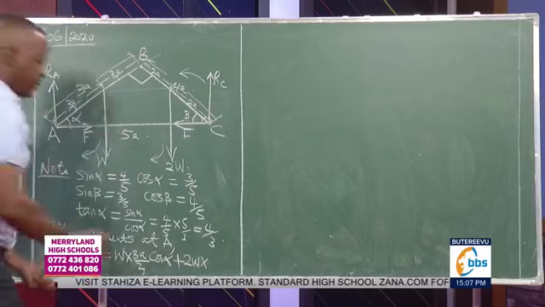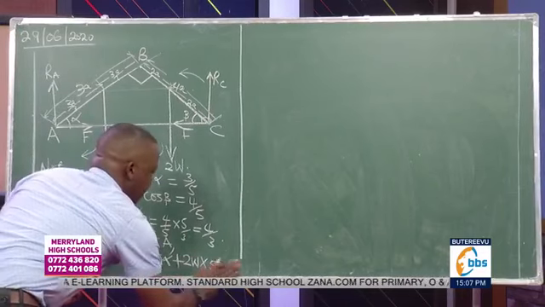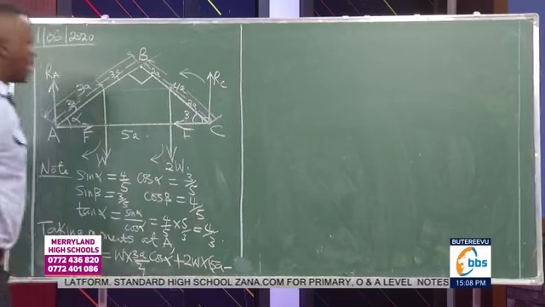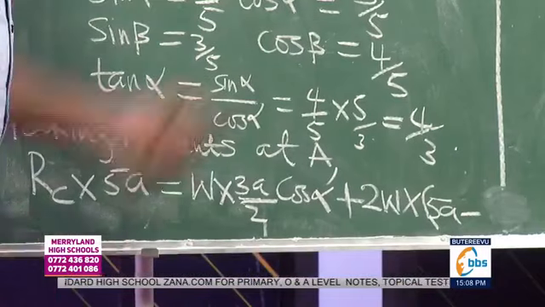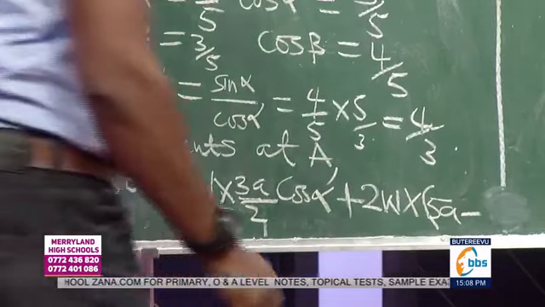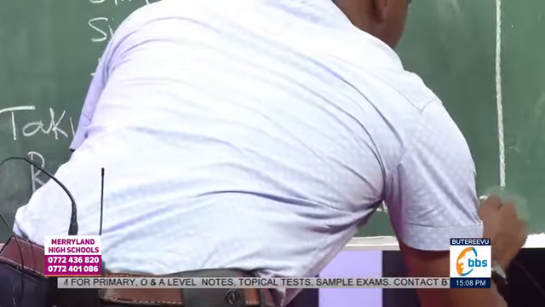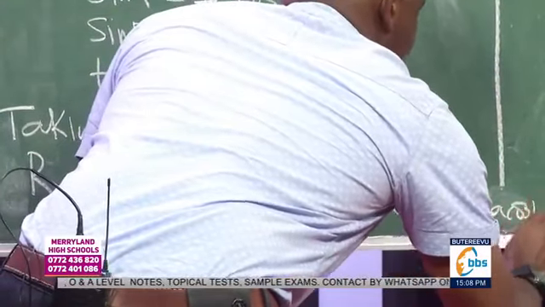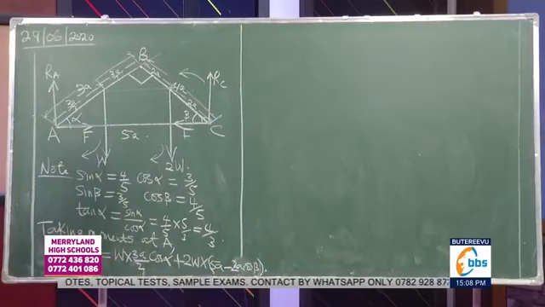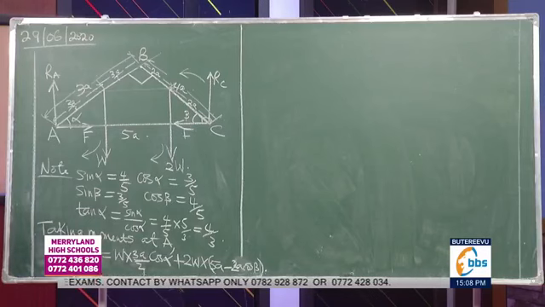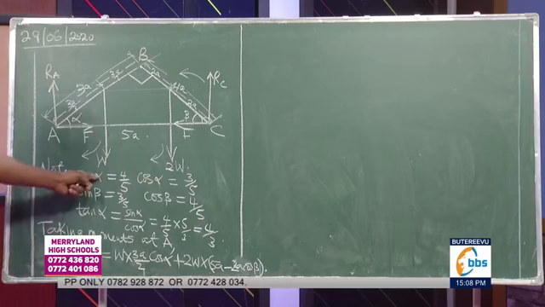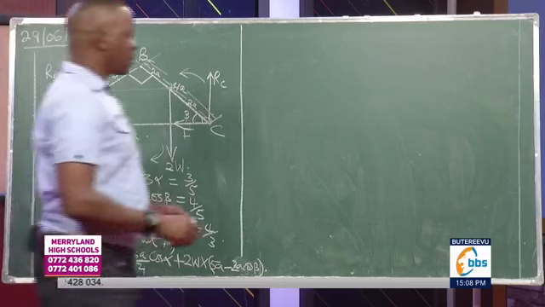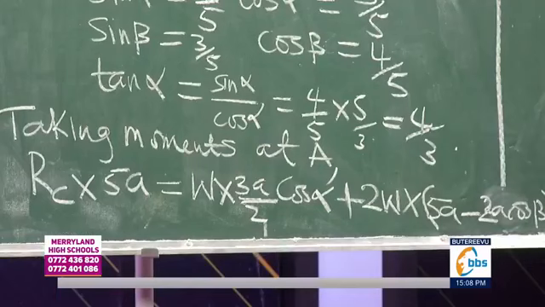I'll call it 5a, but I will take away from the 5a the whole of this distance, which is going to be 2a cos of beta. Minus 2a cos of beta. That is what we shall get. Since we already have these values, sine alpha, cos beta, we are going to substitute right over here.